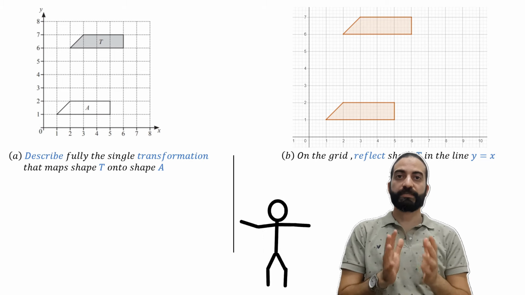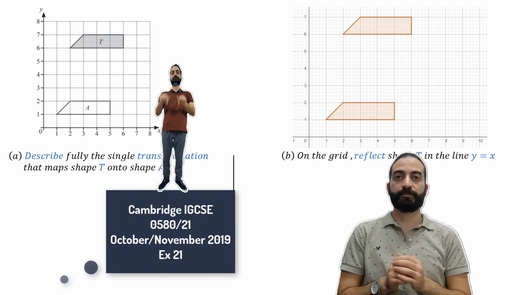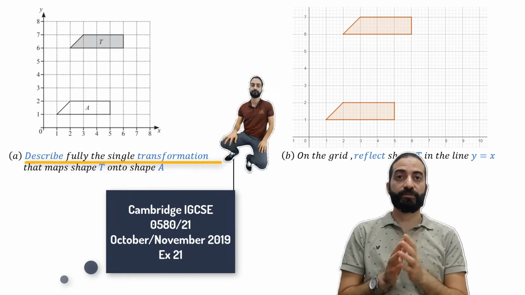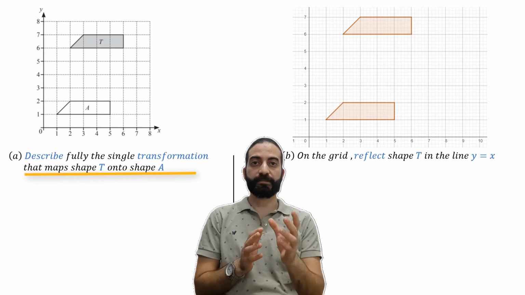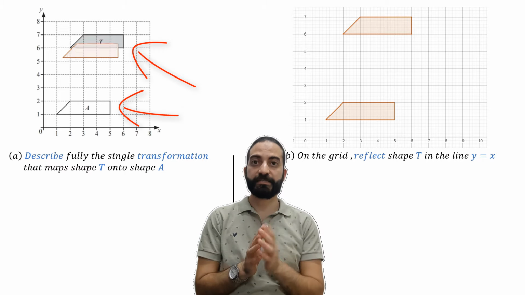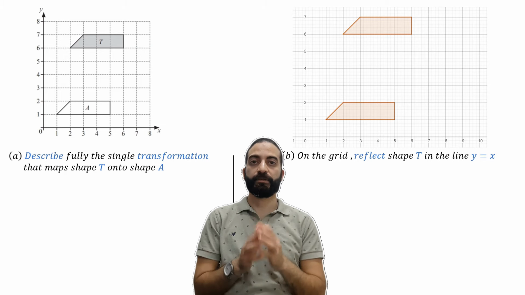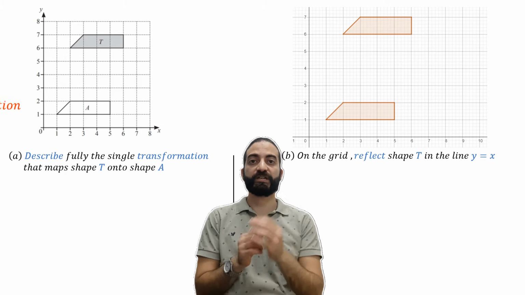Hello everyone. We'll start by solving question 21 of the Cambridge IGCSE 2019 exam. Part A. Describe fully the single transformation that maps shape T onto shape A. We see that this figure and this have the same size, the same shape, and the same orientation. This means it is a translation.